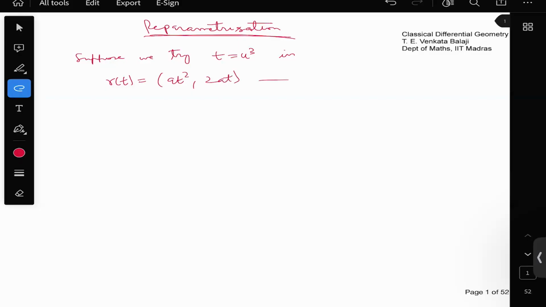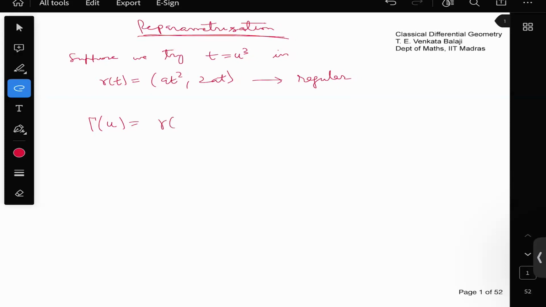Of course, this is regular, but you are trying to reparameterize. When you do this, you get a new parameterization in terms of u, which is just put t equal to u cube in the old one. So this is just gamma of u cube. So what you will get is a u power 6, 2a u cube. You get this. Now what about this parameterization?